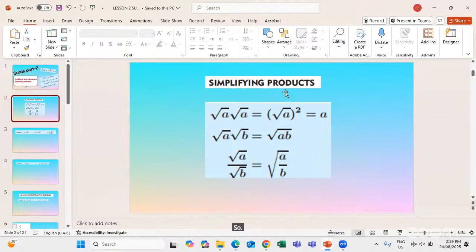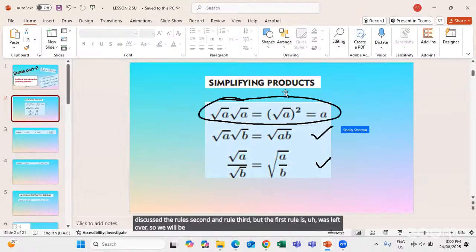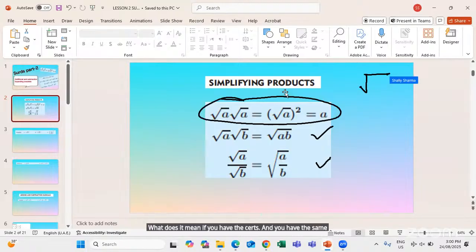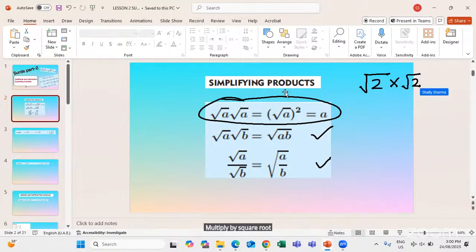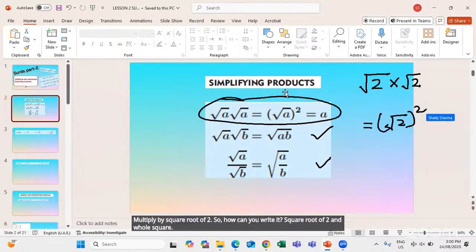So we have here three rules. Out of these three rules, we already discussed the second and third rules, but the first rule was left over, so we will be discussing this. What does it mean if you have the same surds? For example, square root of 2 multiplied by square root of 2. How can you write it? Square root of 2, whole squared.